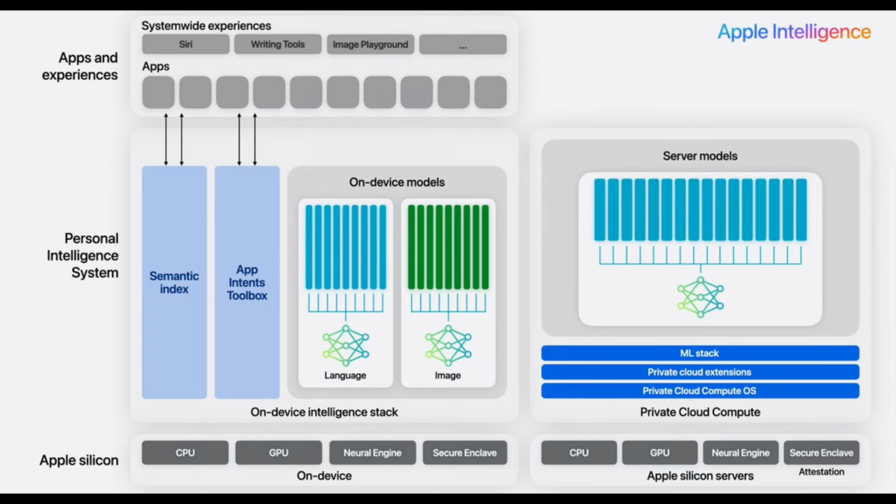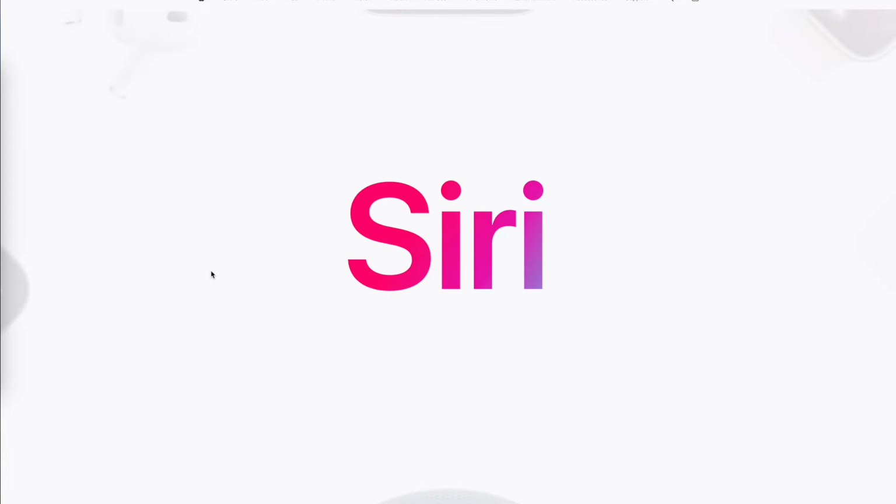So you are going to see that Apple has provided an on-device CPU, neural engine, and secure enclave to basically perform all of these tasks with good performance and size. And then in private cloud compute, there are server models which are safe to use and browse all of the data and perform all of the ML operations on it. Then we have the personal intelligence system, which contains all of the app intents, toolbox, semantic index, and on-device models with all of your foundation model, language, and image models. And then come the writing tools, image playground, and Siri on the top of it.